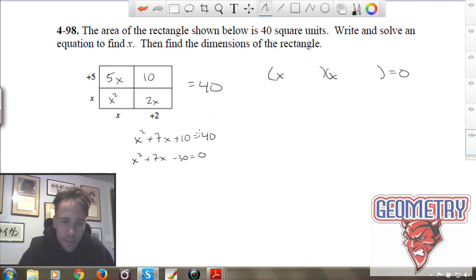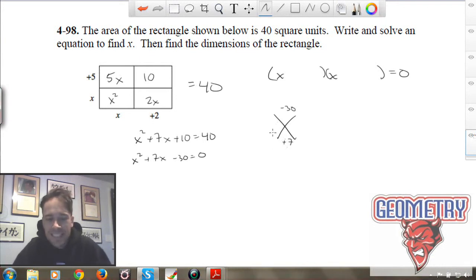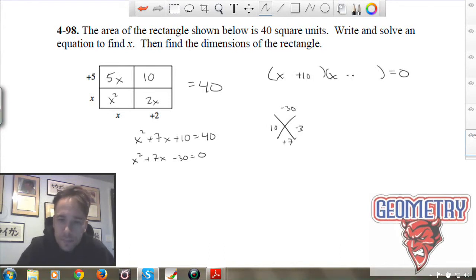x times x is x squared. Now we want factors of negative 30 that will give us 7. So let's see, how about 10 and negative 3, right? 10 minus 3 is 7, 10 times negative 3 is negative 30. So we have plus 10, we have minus 3. We set each of these factors equal to 0 because we have two solutions here since it's a quadratic. So x equals negative 10 and x equals 3.